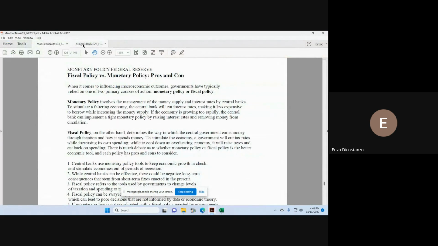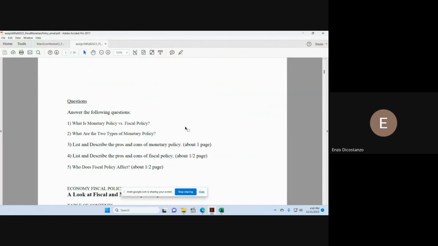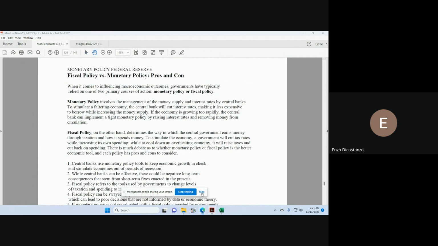Okay, so we have a couple questions here from the fourth assignment. You see numbers 3 and 4, the pros and cons of monetary policy, the pros and cons of fiscal policy. So let's address those with just a discussion. There's no Excel in what we're talking about today. We're looking for macroeconomic outcomes. Governments have two courses of action: monetary policy or fiscal policy.